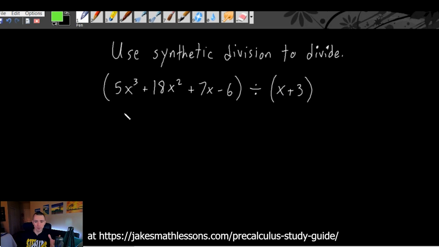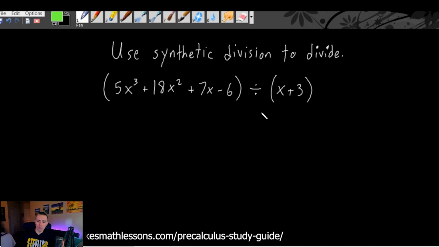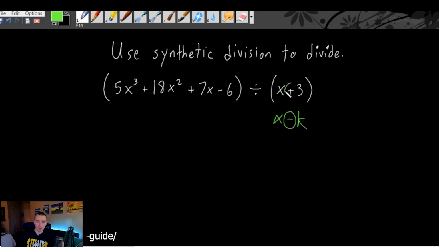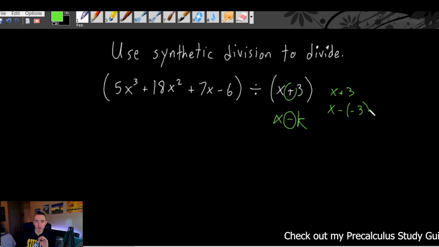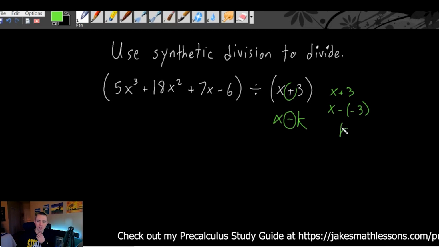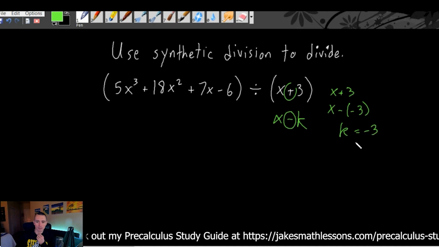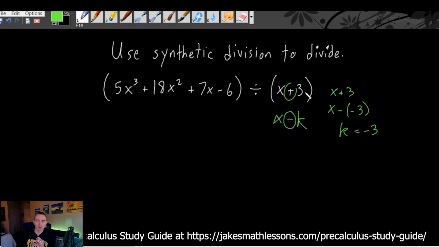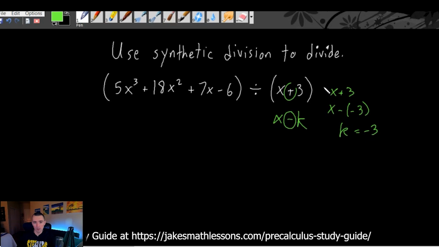To set this up, the formula this is based on is some polynomial divided by x minus k. So that's something to be careful of. It is x minus k, whereas here we have x plus 3. So the actual k value here, x plus 3, is the same as x minus negative 3. So the k value that we're going to use is actually negative 3, even though we have x plus 3 right here. That is obviously a little bit weird. It looks opposite of how you might expect it to look, but just be careful about that when you're setting up the problem.